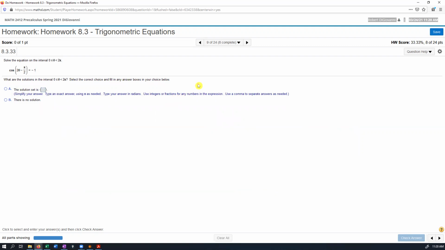All right, another one where our argument is not just theta. So cosine of 2 theta minus pi over 2 equals -1. Okay, so cosine is my x coordinate. I'm trying to figure out where my x coordinate is -1. That happens here. That's the angle pi. So I know that my argument must be equal to pi plus any full revolution to get us back to pi.